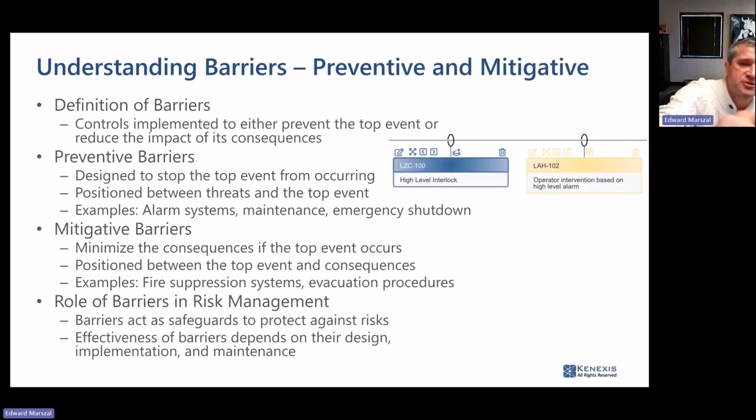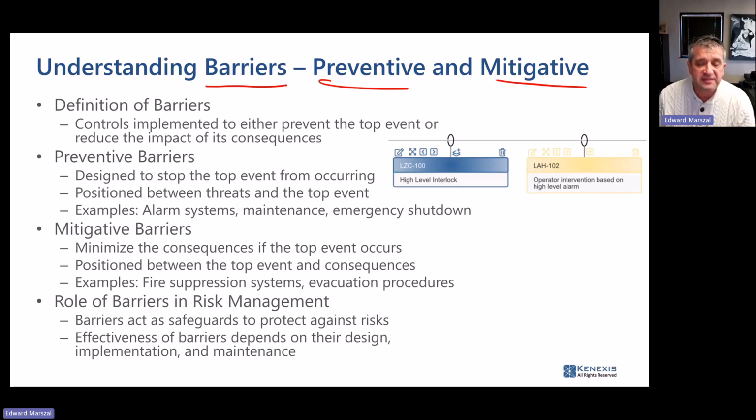Now, we have barriers. Barriers are going to be either preventive or mitigative. So what is a barrier? It's a risk control that will either prevent the top event from occurring. Those are our preventive barriers. They're going to be on the left-hand side. They're going to include things like a high-level interlock, or operator intervention based on a high-level alarm. Those are preventive. If they function properly, the overfill will never happen.